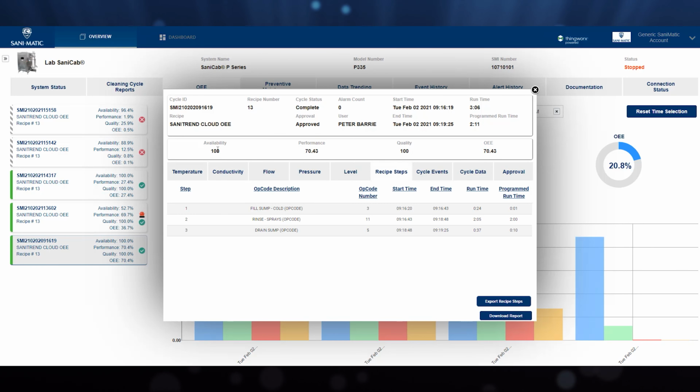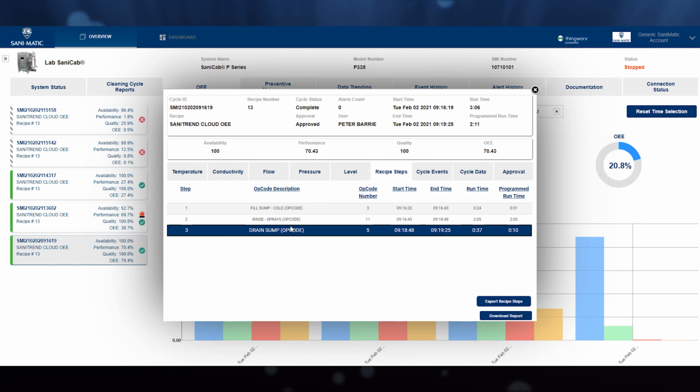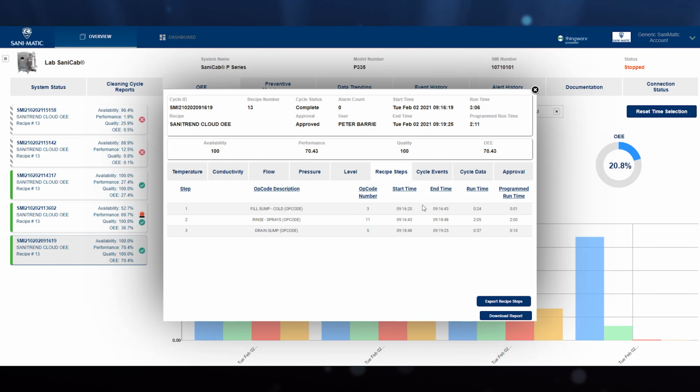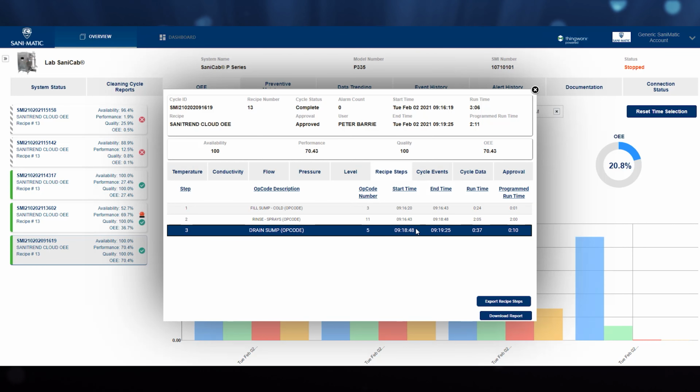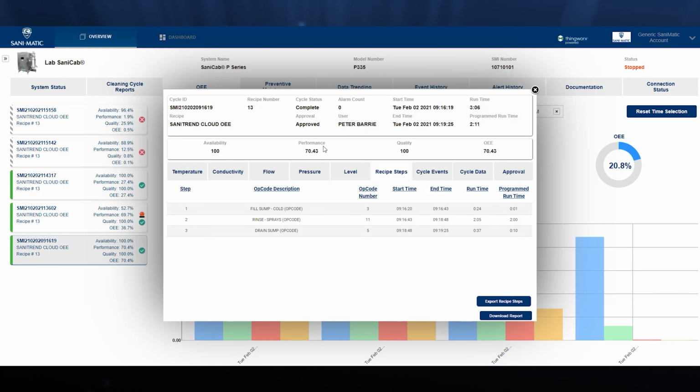We ran at 100% availability on this one, right? We didn't have any downtime. This was 100%, it filled, it rinsed, it drained. We didn't stop it or anything like that. Our performance score is at 70 because of our fill sump and our drain sump time took a little longer than programmed. I explained that in a previous episode, how that's normal. So our 70 is our baseline. On the quality, 100, right? We didn't abort, we didn't step through anything, so our quality was good for this. So this is our baseline one.